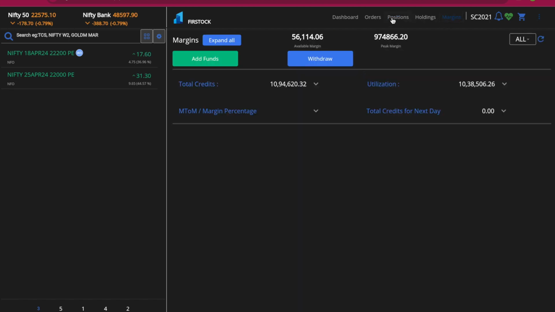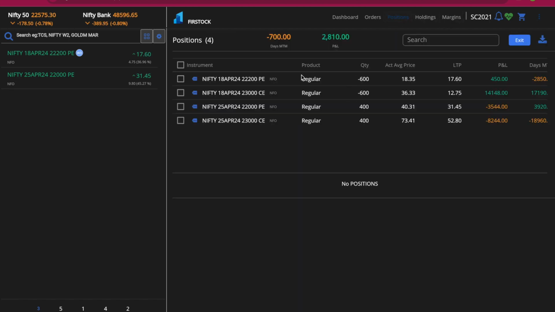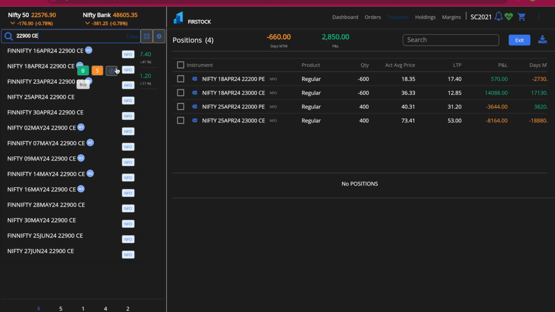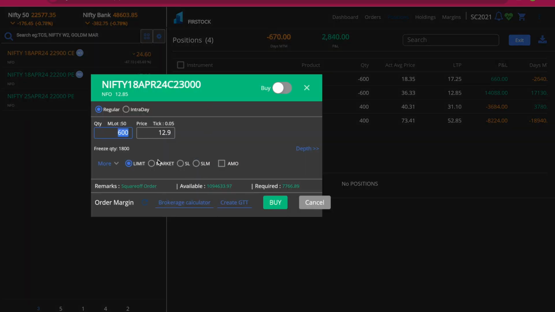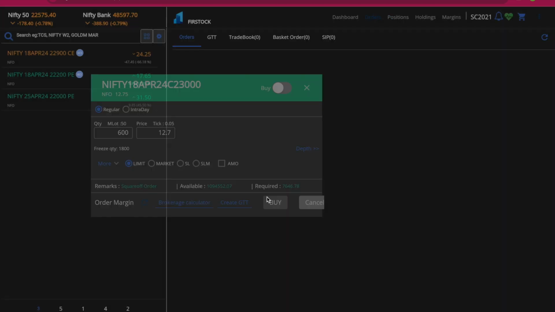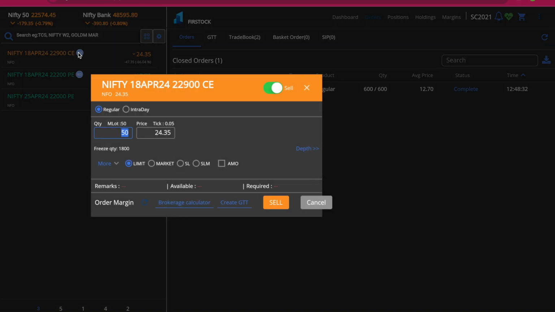Let's check out the margins. Margins are decent. What we can do over here is adjust this 22,900 CE on 18th of April. We will exit this completely and shift it to 22,900. We can exit this with a limit, 12.7 is the limit. Let's check. Okay, executed. Let's sell this, 600 quantity, market limit, and let's sell this.